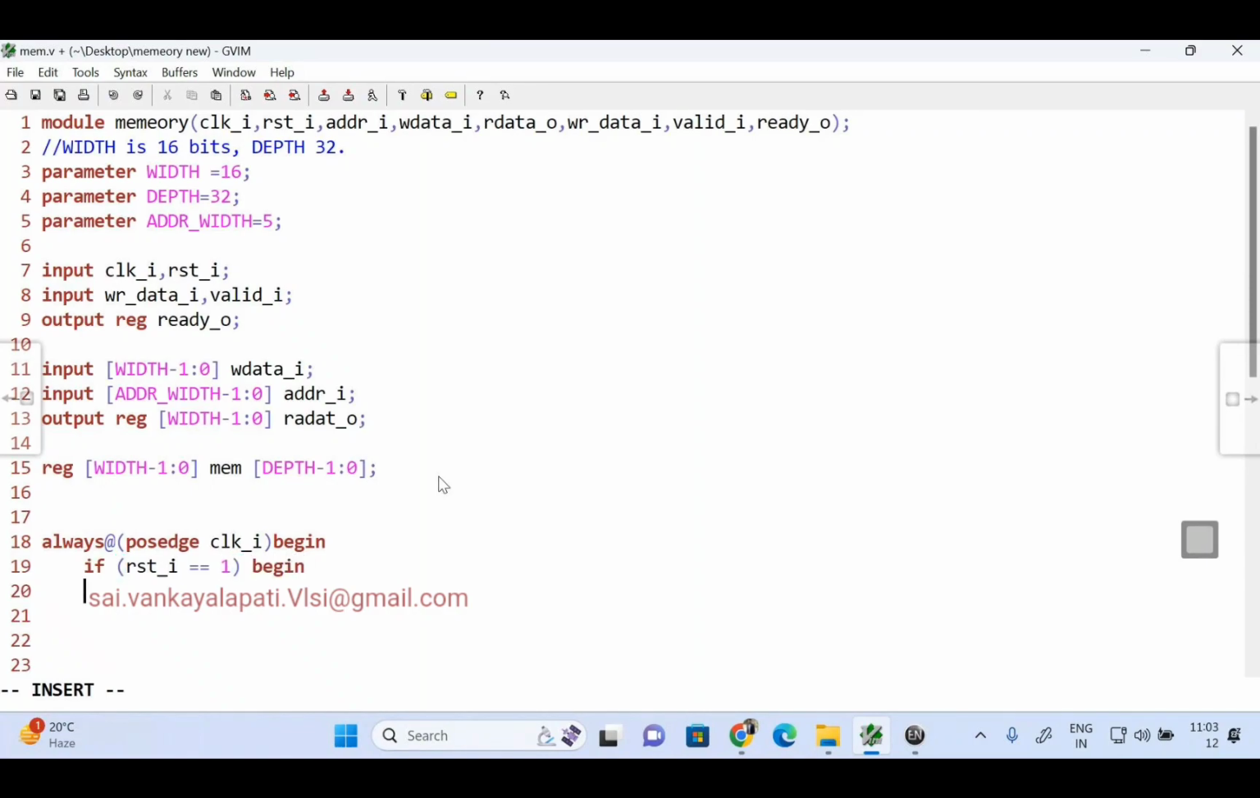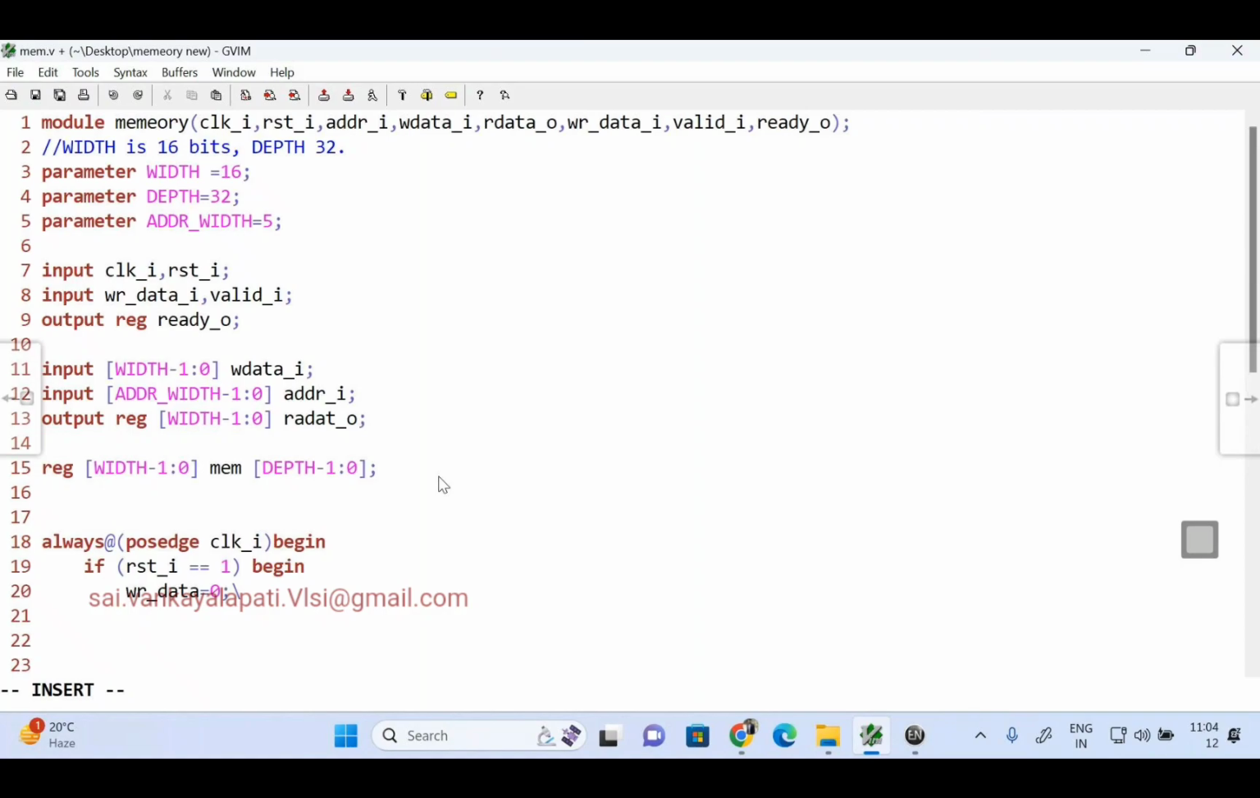Begin. If reset_i is equal to 1, I need to make address_i equal to 0. How to make it for all the location addresses equal to 0? So this is the case that when reset is equal to 1, let us make read write data equal to 0.